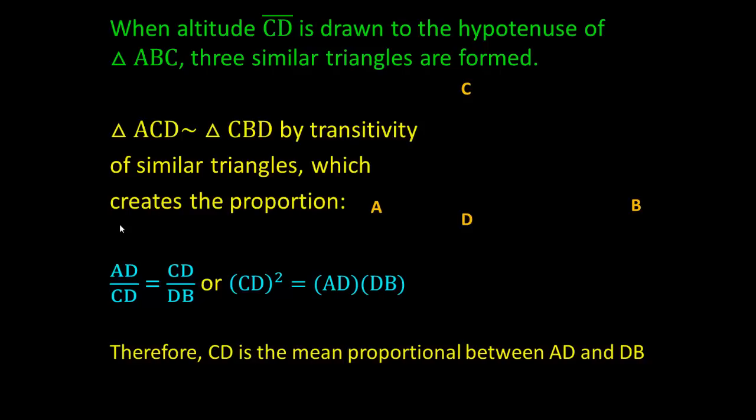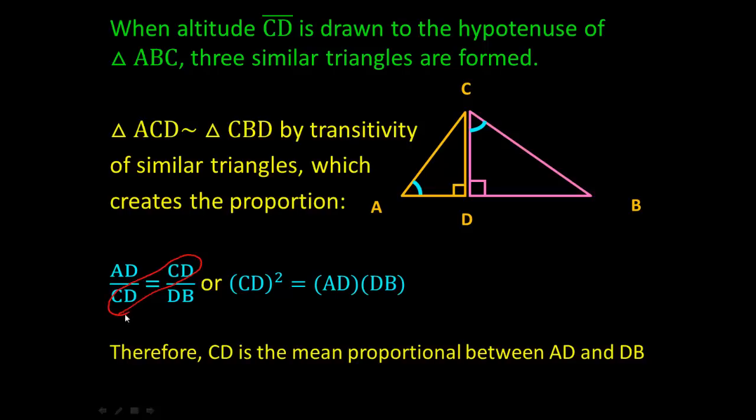Alright, so if we've got these two triangles, we can say that triangle ACD is similar to triangle CBD by transitivity of similar triangles, which creates a proportion. Again, we've got AD from the similar angle to the right angle is the ratio of AD to CD equals the ratio of CD to DB, or CD squared equals AD times DB, and therefore CD is the mean proportional between AD and DB.